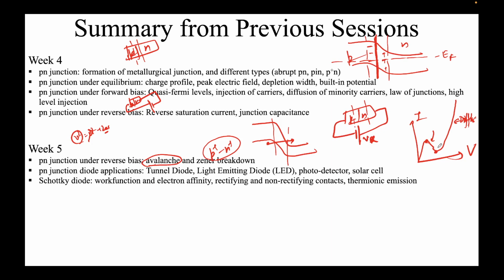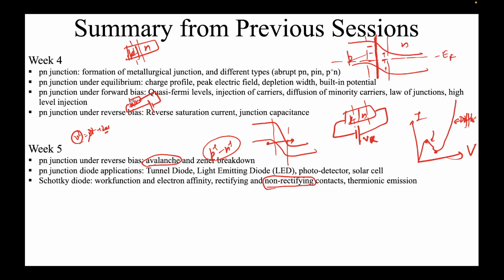Finally, we saw another type of junction called the Schottky diode, which is a metal semiconductor junction. We saw what work function and electron affinity are. The two types of contacts we saw are rectifying and non-rectifying contact. Non-rectifying contact was of very particular significance. When I say that we make a contact with the P side of the terminal, it needs to be ohmic. It cannot be playing any other role.